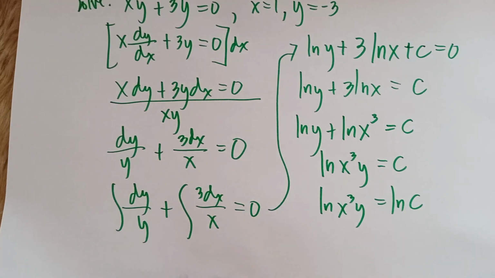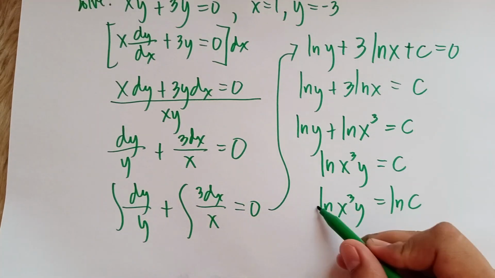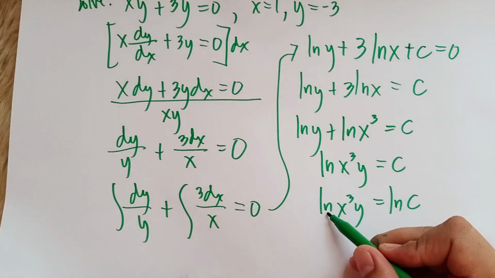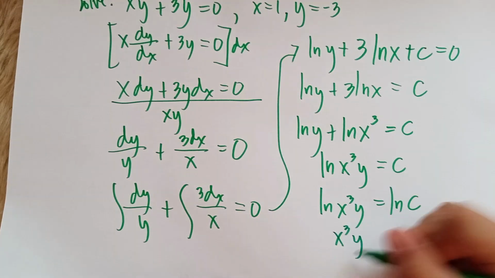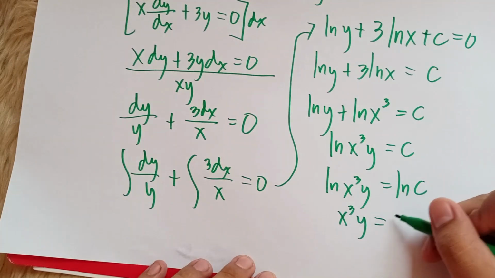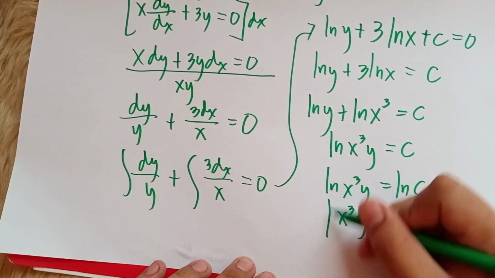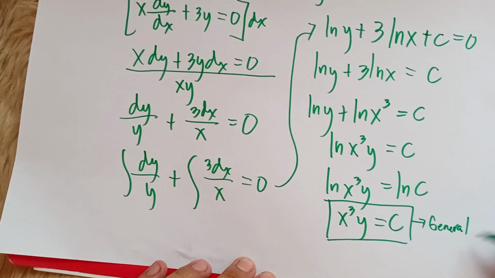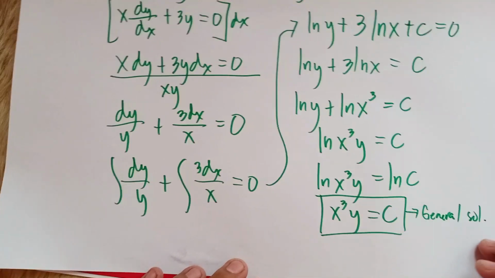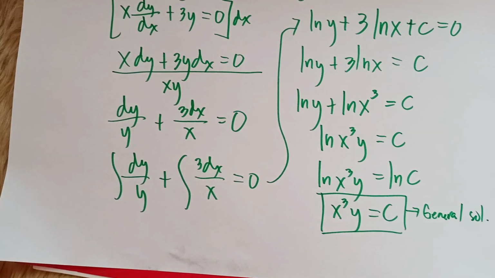Okay? So, gagawin natin mga boss. So, makancel na yung natural log dito. Sa left side, may natural log, sa right side. Eliminate na yan. Cancel na yan. Tira na lang is x cubed y equals c. So, mga boss, ito na po yung tinatawag nating general solution. Okay? Ano nga po yung general solution? This is the solution of our differential equation having an arbitrary constant.